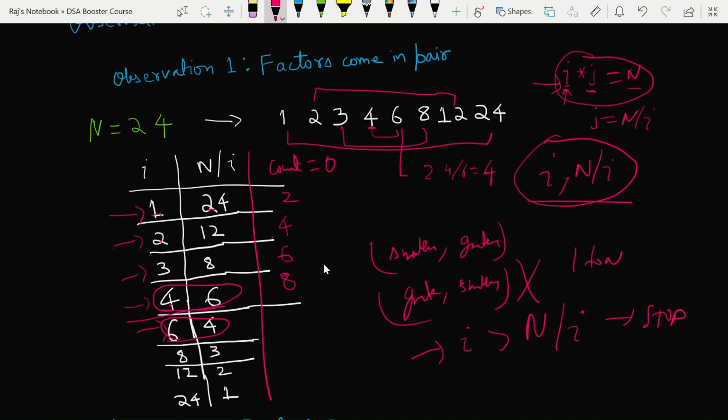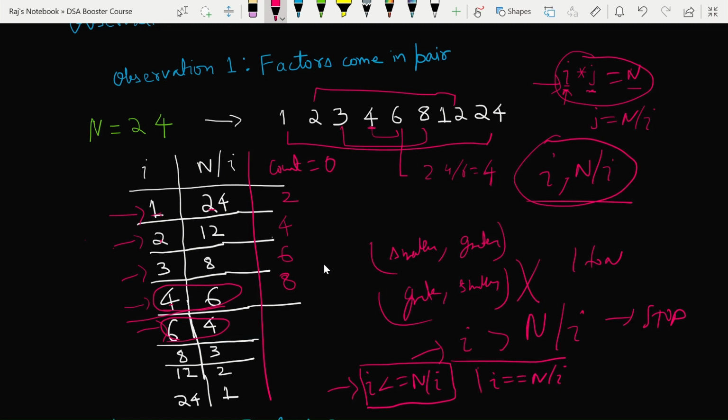Which means that we need to keep iterating till the point my I is less than or equal to n by I, because we will be stopping at this point, and it means that we need to continue only till this condition is true in our loop: I is less than or equal to n by I. But there's an edge case also, guys, which we can clearly see: what if my I is equal to n by I?